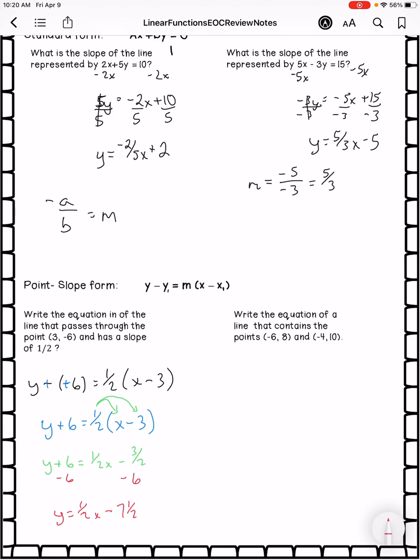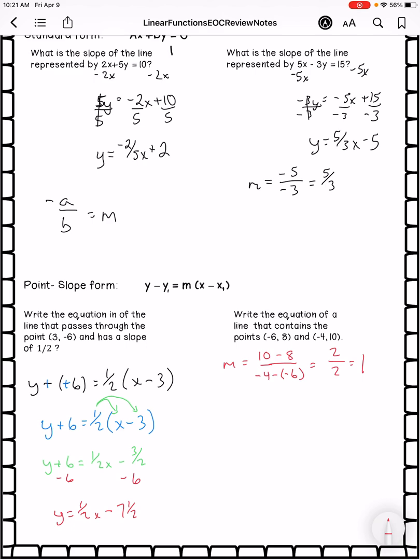All right, I want you to take a second, pause the video, and see if you can figure out how to do it when you have 2 points. Okay, if you have 2 points, remember we can find the slope by doing y2 minus y1 divided by x2 minus x1. And so if I were going to do that, 10 minus 8 is 2. And then a negative 4 minus negative 6 is really a negative 4 plus 6, which is also 2. And so my slope is 1.